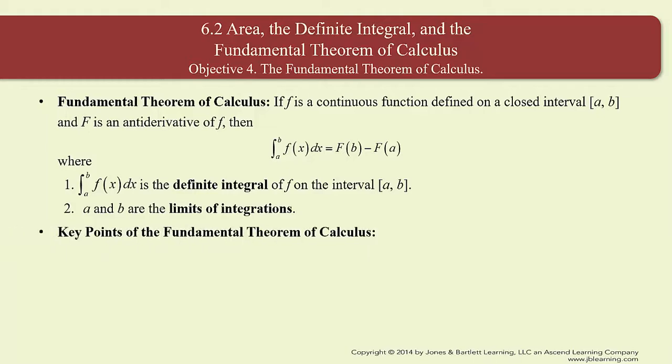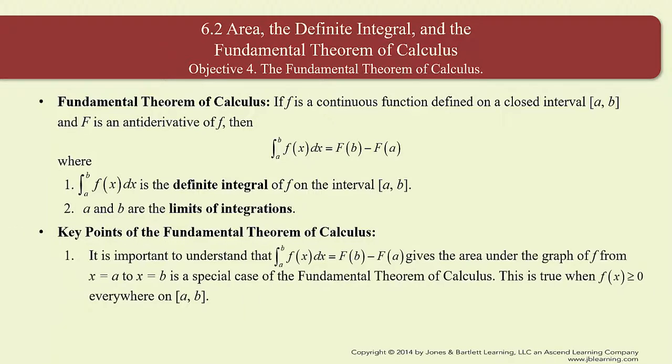A couple of key points on the fundamental theorem of calculus. Key point number 1, it is important to understand that this gives us the area under the graph of a function from x equals a to x equals b. It's a special case of the fundamental theorem of calculus. It tells us the area when our function is greater than or equal to 0 everywhere on the interval a to b. So in other words, the graph on the interval a to b doesn't go below the x-axis.